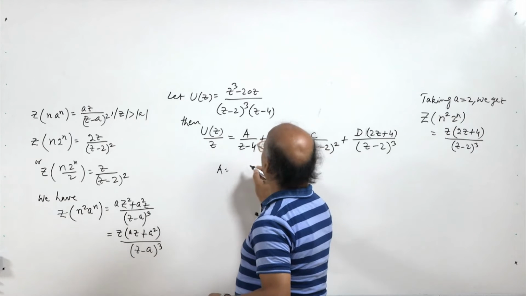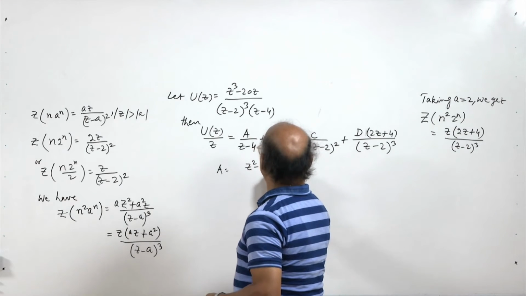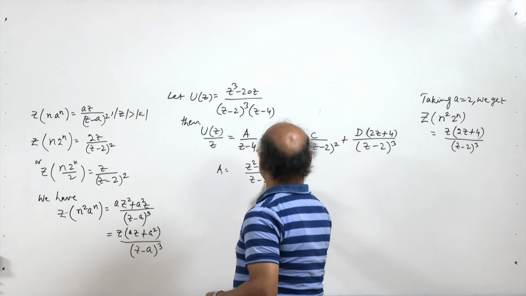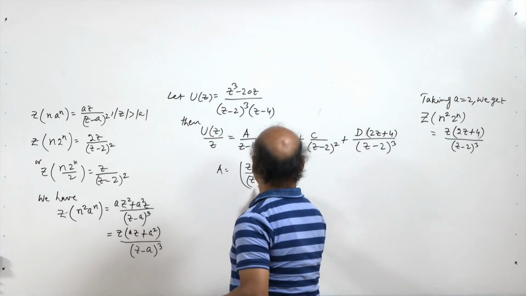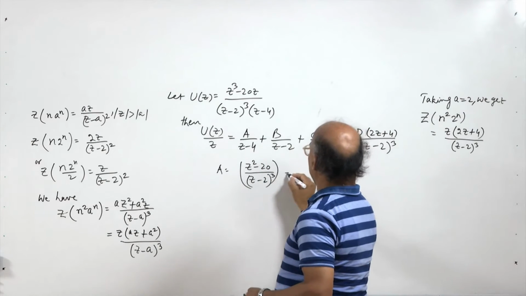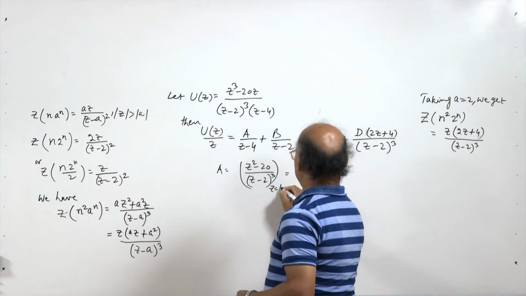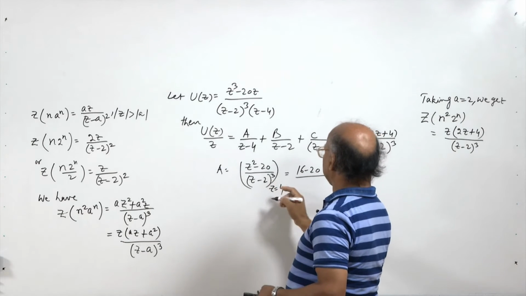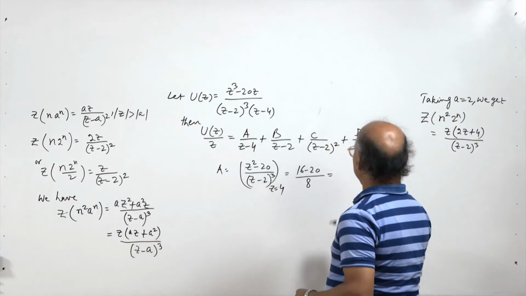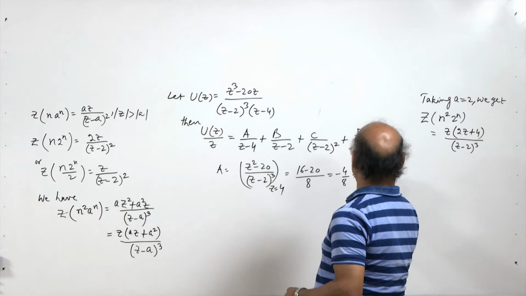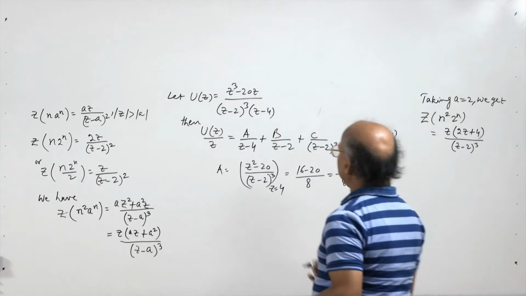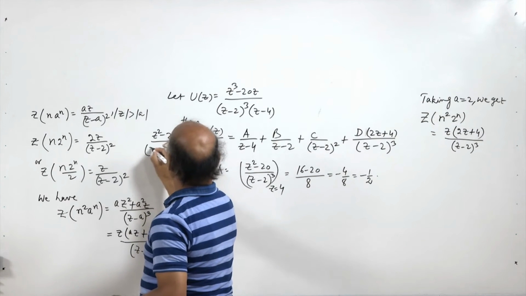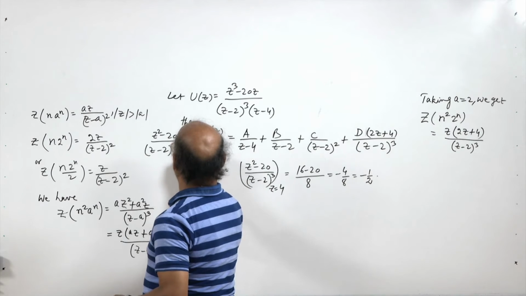So, a can be found easily. A corresponds to (z square minus 20) divided by (z minus 2) whole cube, when you put z equal to 4. So, we get (16 minus 20) divided by (4 minus 2) whole cube. So, that is 8, and we get minus 4 by 8. So, we get a equal to minus half. We can then write this as (z square minus 20) divided by (z minus 2) whole cube into (z minus 4).